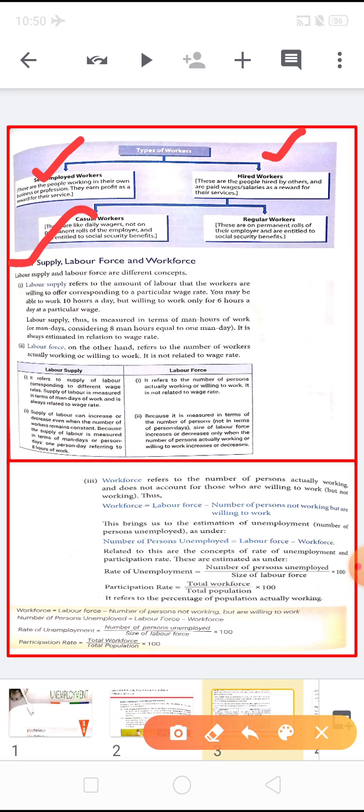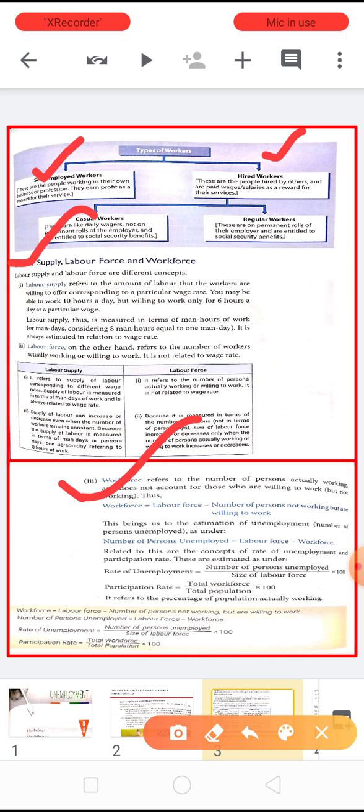So it is also estimated in relation to the wage rate. The workforce, as I just said, refers to the number of people who are actually working and does not account for those who are willing to work but not working. The number of unemployed people, how would we calculate? The workforce has to be subtracted from the labor force in order to gain the total unemployed people.